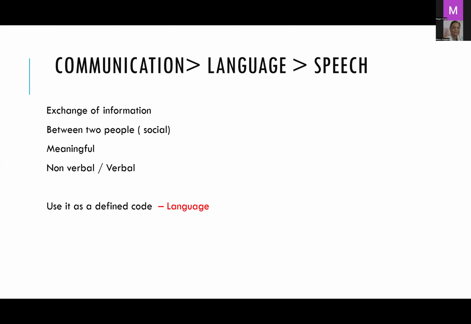But language is more of a defined code or a structure or a convention we follow. For example, apple, A-P-P-L-E, means a red fruit in English. We cannot call an apple a ball. So it is a code which we have to follow. Similarly, we have many languages. It can be English, Hindi, Marathi, Spanish. It can even be a sign language, which is again a definite code which we are following.